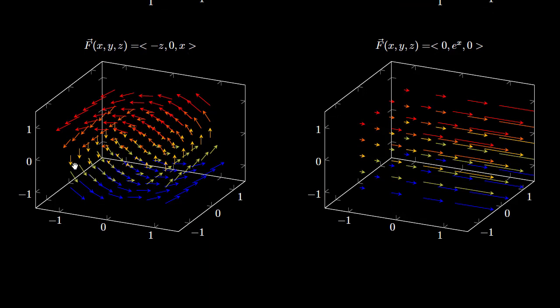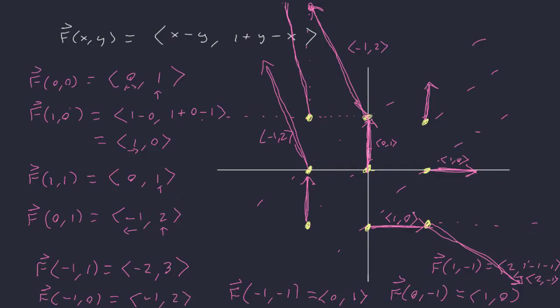Here's the field negative z, 0, x, and we can see it sort of revolving around, I guess, the y-axis or something like that. And then I kind of like this one: 0, e to the x, 0. All the vectors are pointing off in this direction, and they just get faster and faster as we push this way. So it's sort of like we start slowly and shoot off, right? If we were to drop like a balloon into this wind tunnel, for example, it would shoot us across.